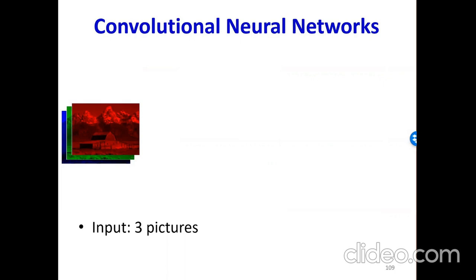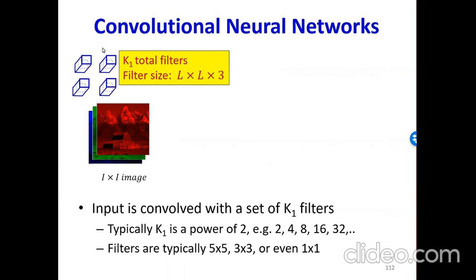Our first layer is going to comprise a collection of K1 filters in total. Each filter is going to have some L cross L face, but because it operates on a stack of 3 images, the filter size is actually L cross L cross 3, where 3 is the depth. The number of filters will usually be a power of 2, like 2, 4, 8, 16, 32, etc. And the size of the face of the filter is generally 5 cross 5, 3 cross 3, or even 1 cross 1. So what was the question, Anandeep?